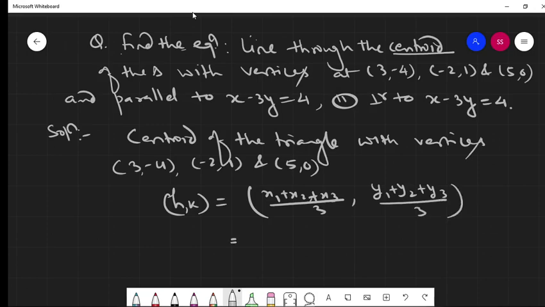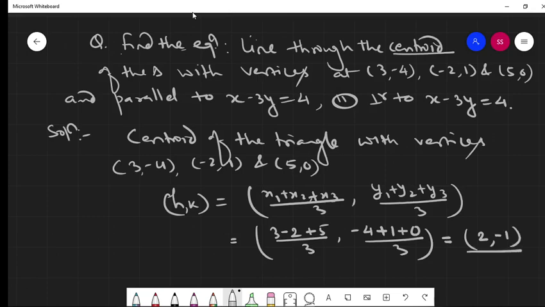Now what are the x coordinates? That is (3 - 2 + 5)/3, comma, (-4 + 1 + 0)/3. The result is 6 divided by 3, that is 2, and -4 plus 1 is -3, divided by 3 is -1. This is the centroid. So if we know the centroid, we know the point.